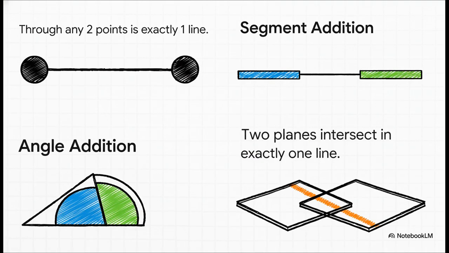And that actually leads to some of these core rules, or postulates, that you just got to know. The first is huge. Through any 2 points, there is exactly one line you can draw. We've already mastered the segment addition postulate, and just so you know, the same idea works for angles. And finally, a cool one. When 2 planes intersect, like the wall and the floor in a room, they meet at exactly one line.